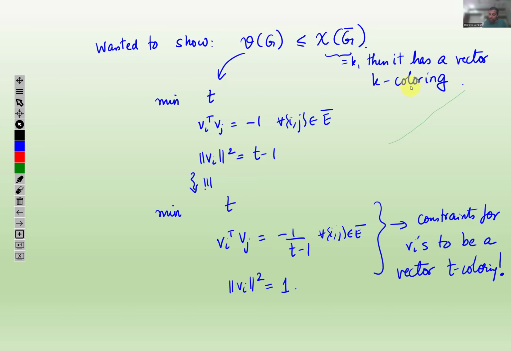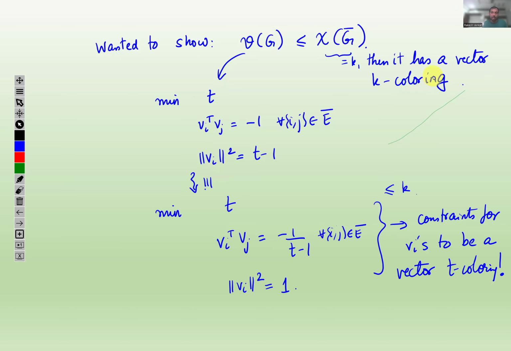And we know that since it has a vector k coloring, right, and this is a minimization problem, this has to be less than equal to k. Because I'm giving you a feasible solution, which was constructed this way. So it has a vector k coloring. And if you have a vector k coloring and you substitute it in, the objective value in that case is going to be equal to k, right? And this is a minimization. So this implies that the optimum is less than equal to k. Okay, and the optimum is nothing but theta of g.